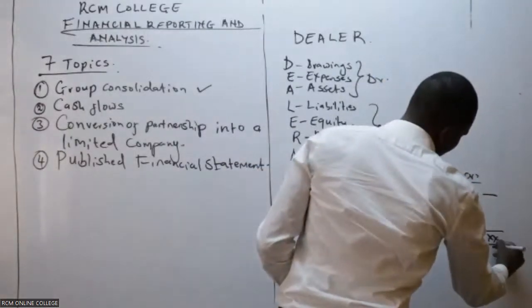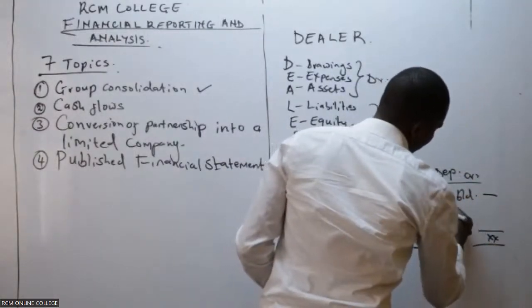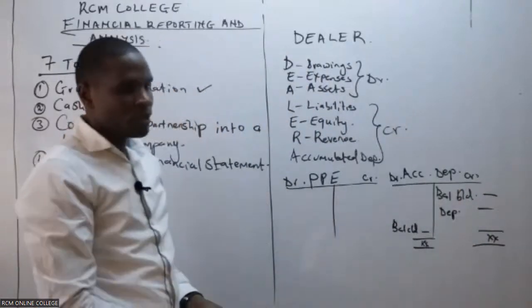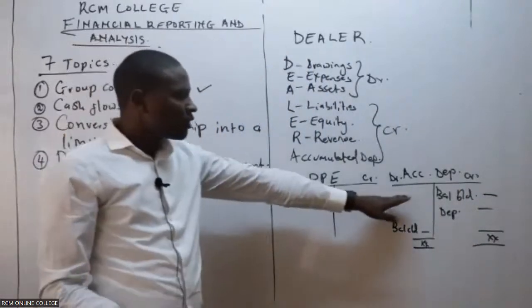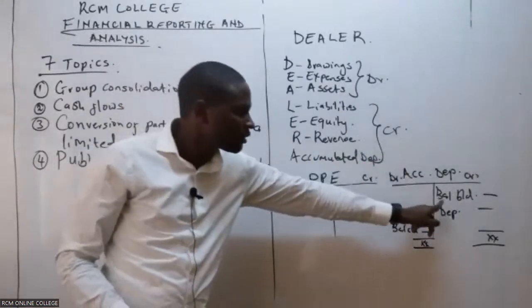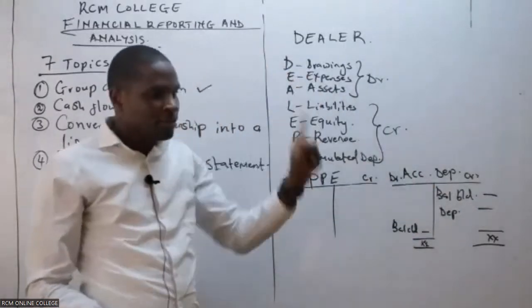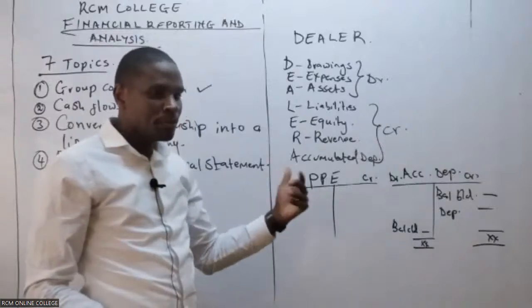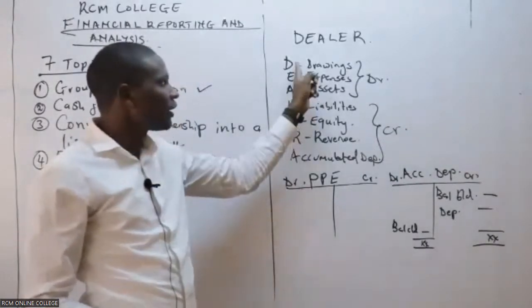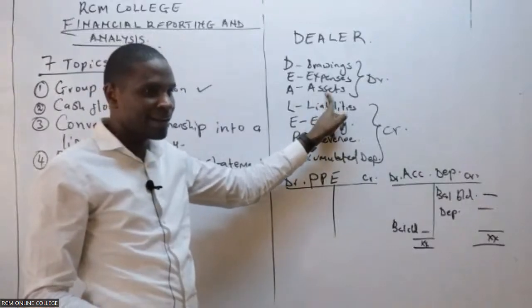Your balance is here, and then maybe the balancing figure here will be depreciation. If you remember that, this is what we mean. Accumulated depreciation has a credit balance. Then this PPE, is PPE an asset or liability? Where does it fall? It falls under asset, of course, non-current asset.